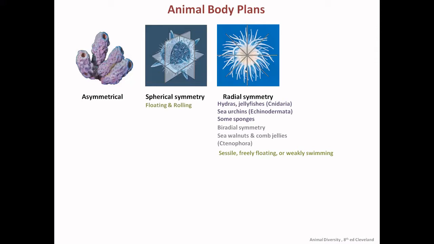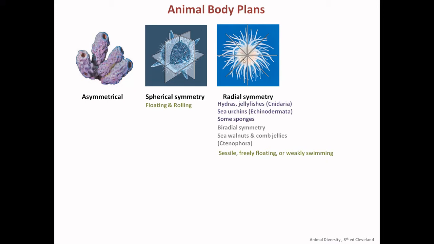If you divide the animal through the center of the body into two equal halves through many planes, then it is radial symmetry. These are animals which are tube shaped, like Hydra or the jellyfishes. They are in the phylum Cnidaria. Then the sea urchin, Echinodermata. Then some sponges also show radial symmetry.